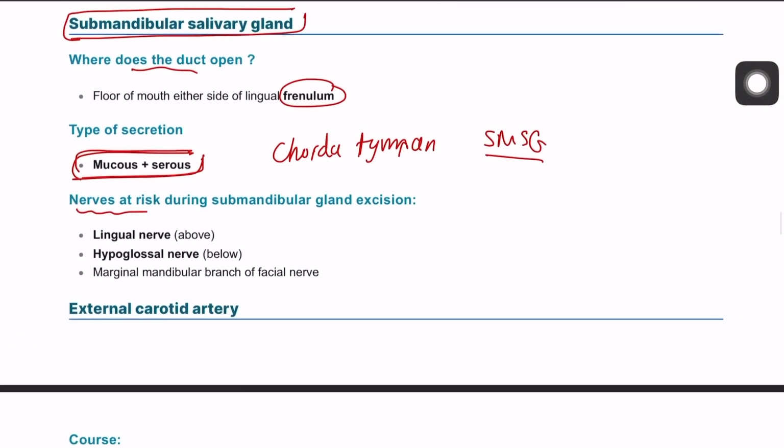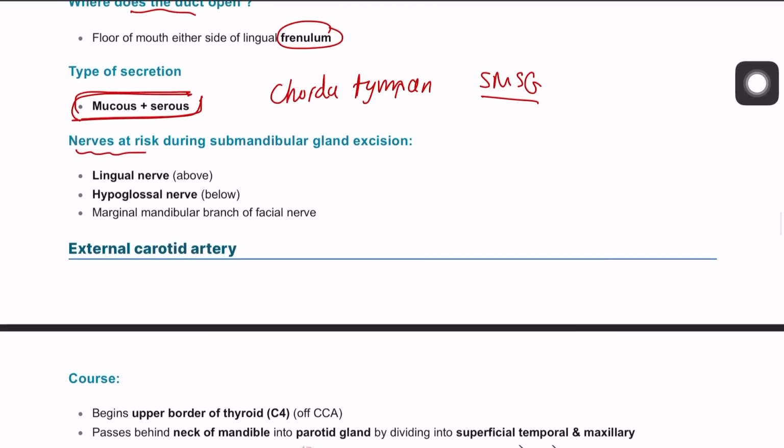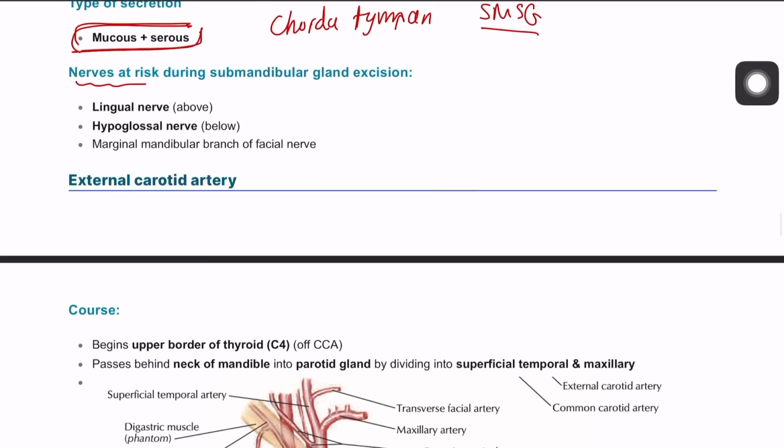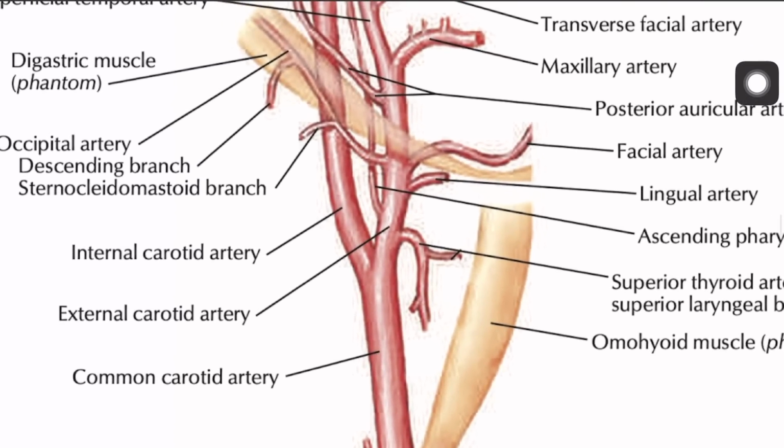Okay, going to the external carotid artery. The external carotid artery usually begins as a bifurcation of the common carotid artery.